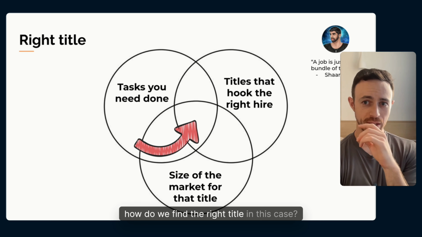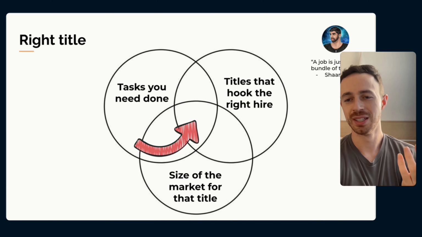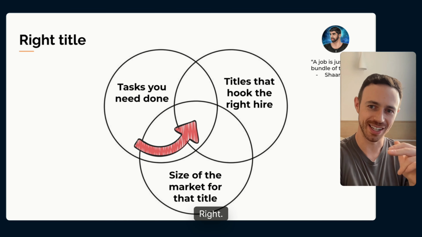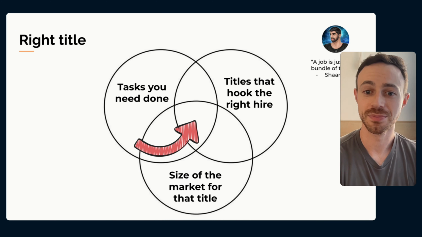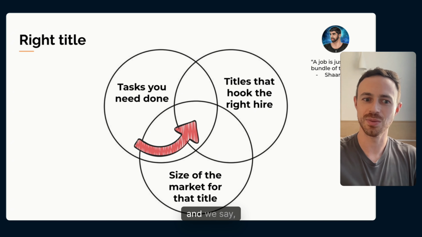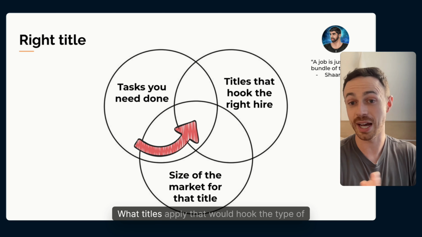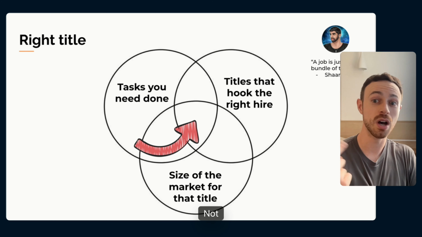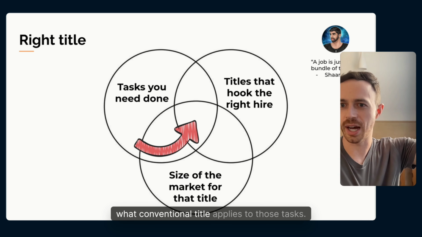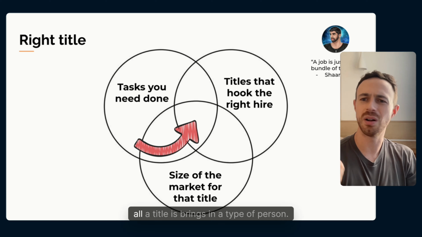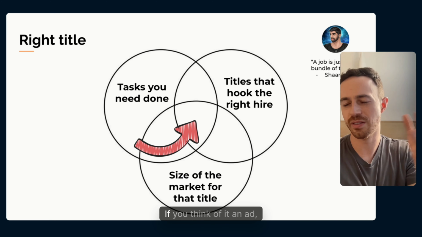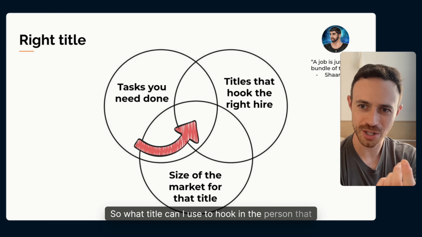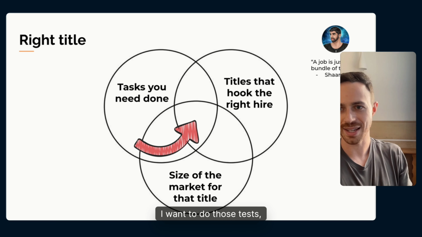So how do we do that? How do we find the right title? In this case, you figure out, I've said this 7 times, I'll say it the 8th. Figure out the tasks you need done first, right? Once you've got that list, you look at those tasks and we say, okay, what titles apply that would hook the type of person that I need for those tasks, right? Not what conventional title applies to those tasks. All a title is, it brings in a type of person, right? It's a hook. If you think of it as an ad, it's your hook copy on an ad. So what title can I use to hook in the person that I would need as a skill set I want to do those tasks, right?